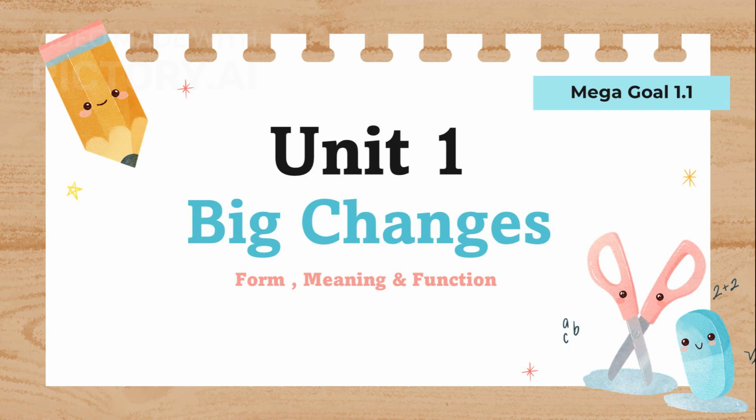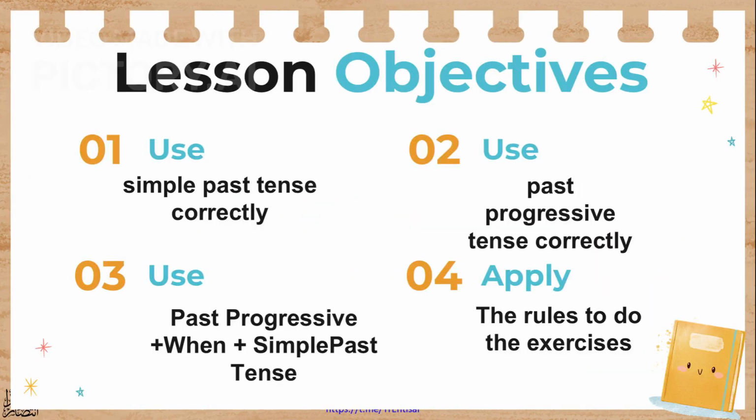Welcome to Unit 1, where we delve into the concept of big changes. This unit will guide us through understanding the form, meaning, and function of these changes in language. Our lesson objectives focus on mastering the use of simple past and past progressive tenses. We'll also learn how to apply these rules effectively in exercises.